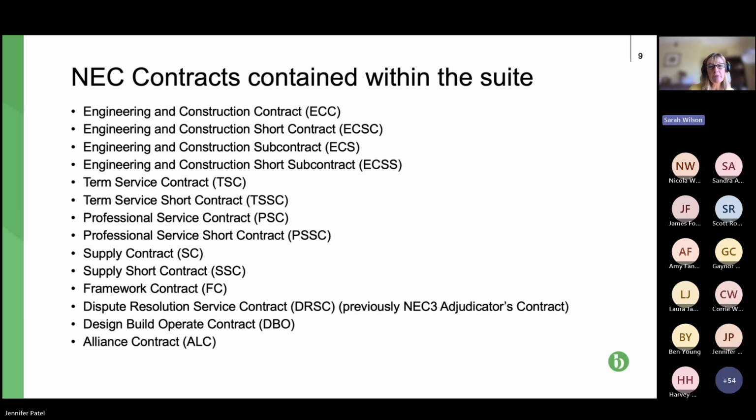The next 2, professional service contract and the short form contract. Again, this is something else I like with NEC because unlike JCT, you've got a professional services contract. So, if you're a contractor, you can engage your architect, your consulting engineers, your other professionals using this contract. And again, the clauses are very, very similar to the clauses in the other contracts. We then have the next 4, so we've got the supply short form contract.